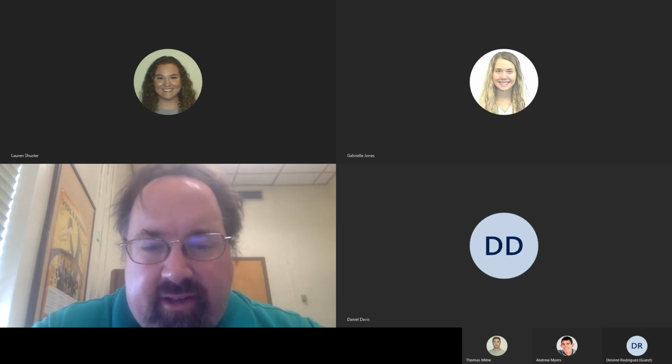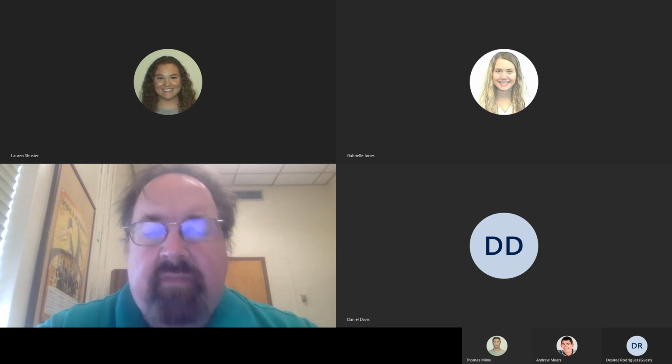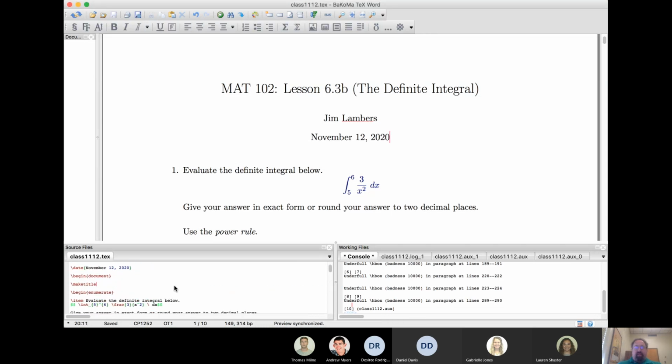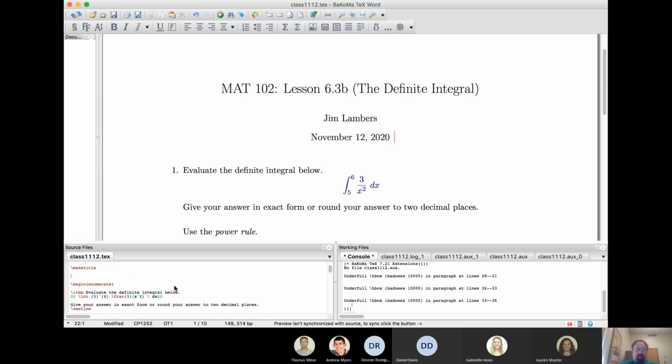Okay, I'll get the screen share going. Okay, the previous lesson was about the indefinite integral. Today we'll see the definite integral, and the indefinite helps you evaluate the definite one. So I'll just explain both concepts here side by side.